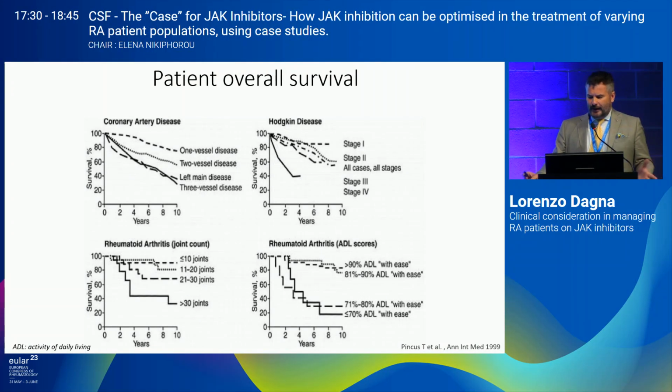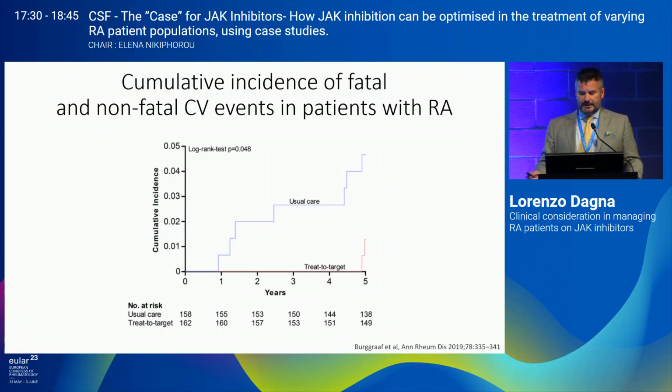And if we compare the mortality, clearly, this is not very recent data, but if we compare the mortality due to coronary artery disease and Hodgkin disease with the mortality for rheumatoid arthritis as evaluated by disability and by the joint count, you see that actually the situation may look quite similar. So we have to keep control of disease activity.